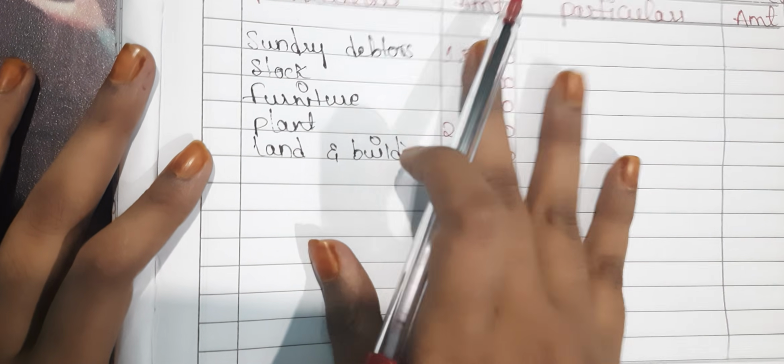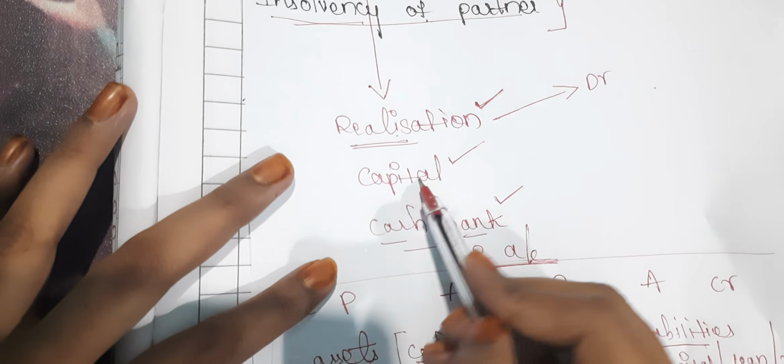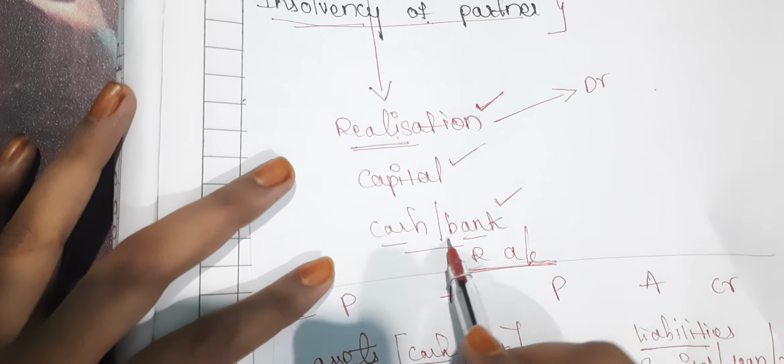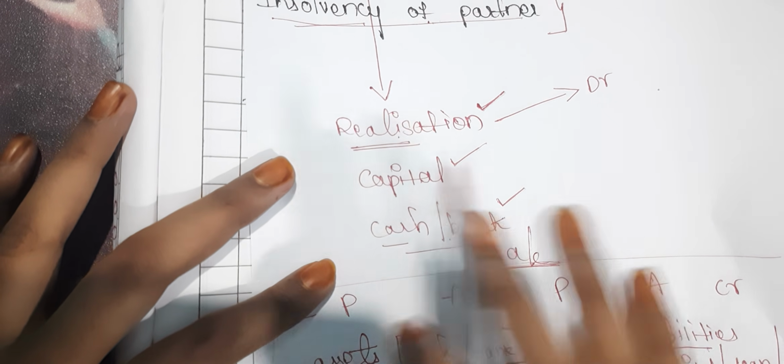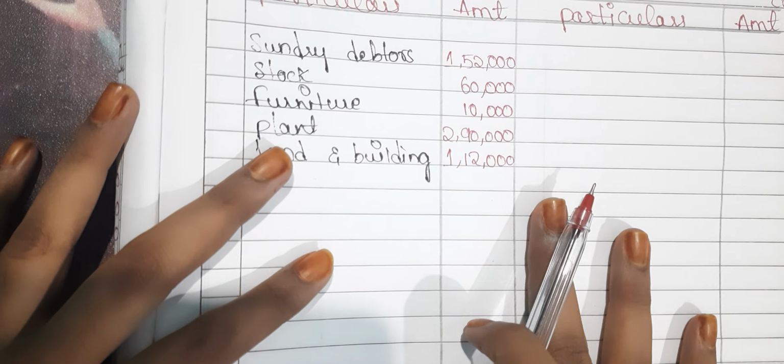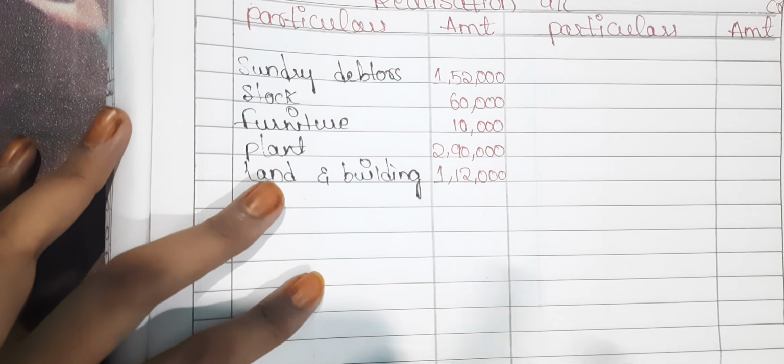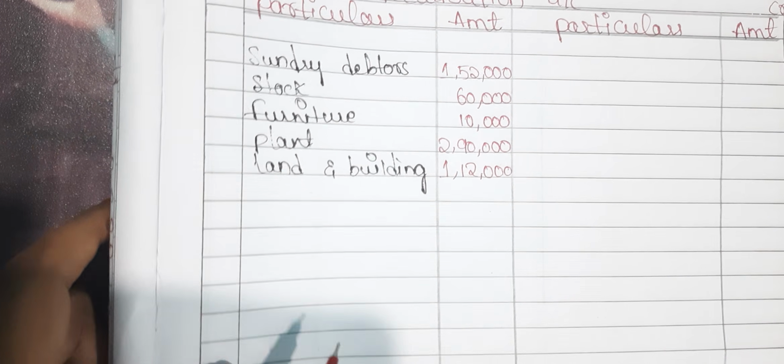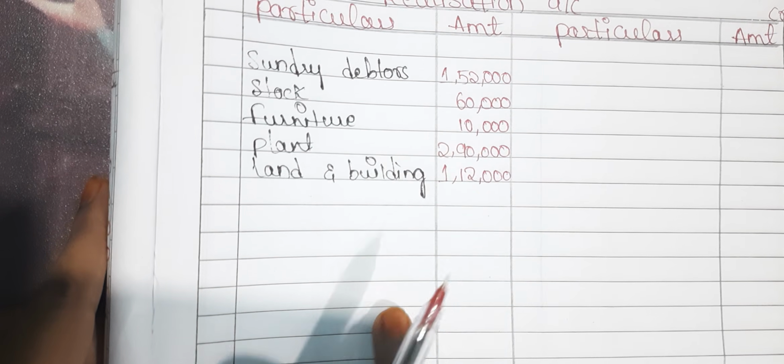Debit and credit is there in realization, in capital, and also in cash and bank. In admission and retirement there was a balance sheet, so we didn't take it, but here in the dissolution, everywhere there is debit and credit. Many students forget, so you should not forget. Okay, so we have completed this.